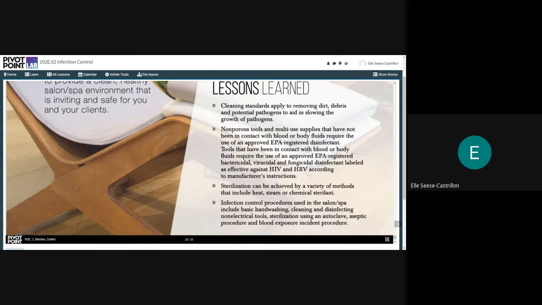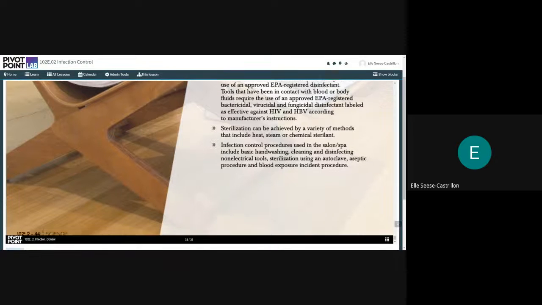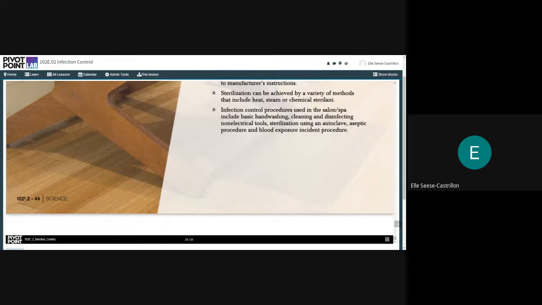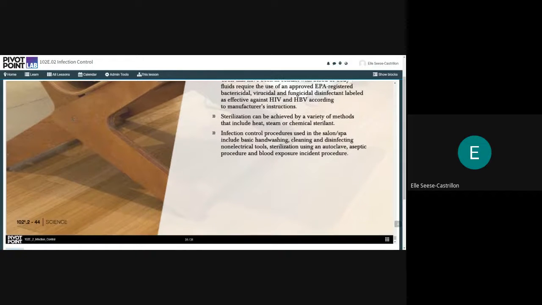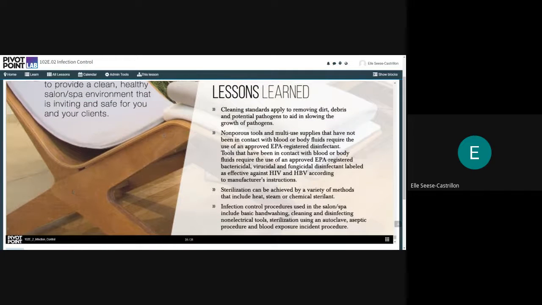Tools that have been in contact with blood or bodily fluids require the use of an approved EPA, or Environmental Protection Agency, registered bactericidal, virucidal, and fungicidal disinfectant that's labeled as effective against HIV and HBV, according to the manufacturer's instructions. And then also sterilization can be achieved by a variety of methods that include heat, steam, or chemical sterilant. Infection control procedures used in the salon or spa include basic hand washing, cleaning, and disinfecting all of your non-electrical tools. Sterilization and the use of an autoclave is optional. An aseptic procedure can be followed, and also the blood exposure incident procedure we did talk about.